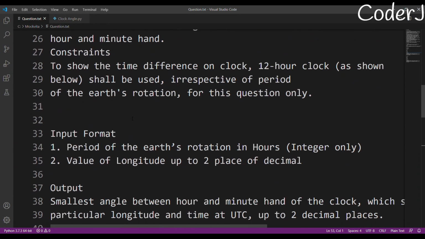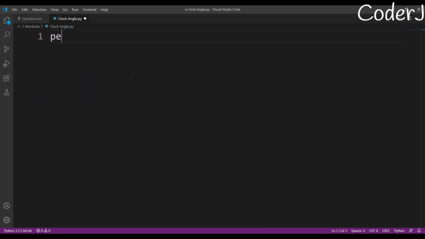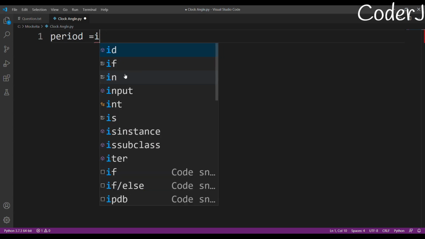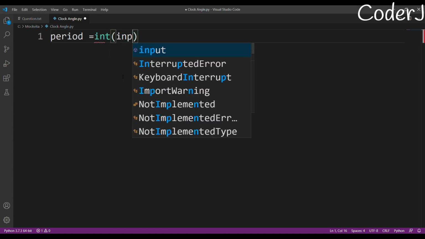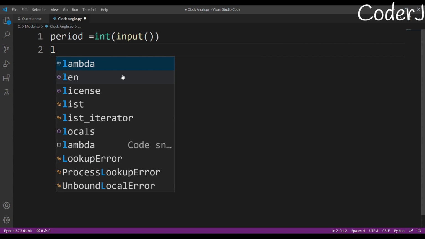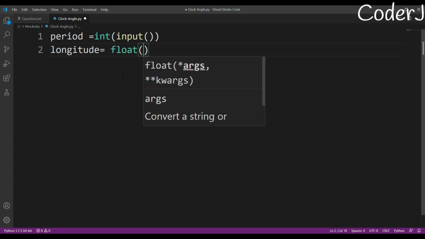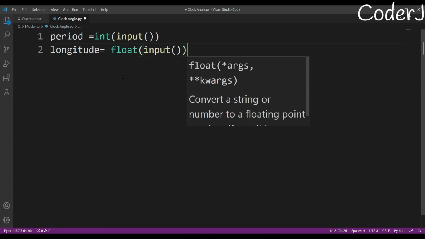Let me look at the input. The first value is a period and the second value is longitude. I just want to keep my naming like that. So period is an input value, right? Keep in mind that period will be in int format. And this longitude will be a float type. So don't typecast it into int, and keep those things in mind. It may seem silly, but it will cost you your code.